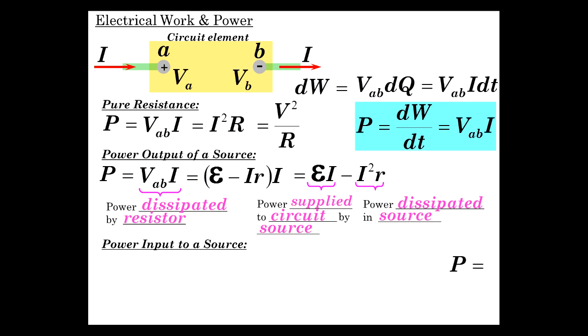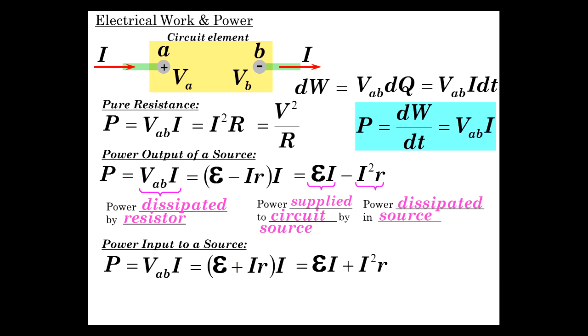Now the power input to a source. So that's considering when you're charging the battery, say. So power, V_AB I. But this time, the terminal voltage, V_AB, times the current, is the EMF, the source, but you're driving current the other way. So the IR, the internal resistance, times current increases the voltage manifested across the battery terminals. All right, so that's the charging consideration. So we can say EMF times I plus I squared R.